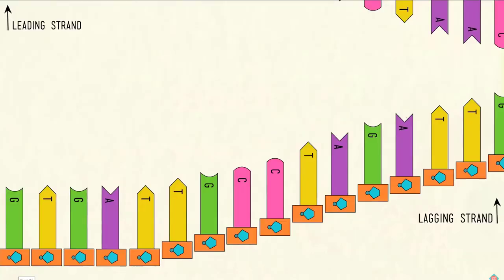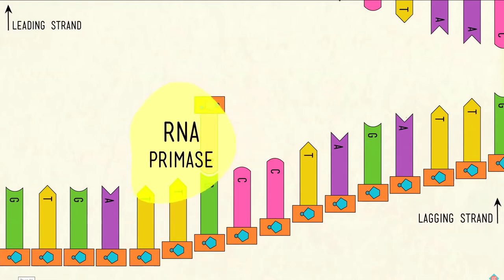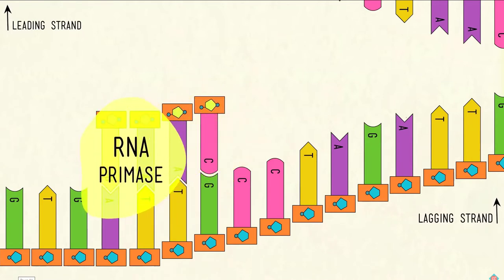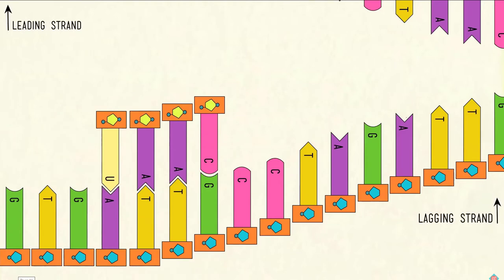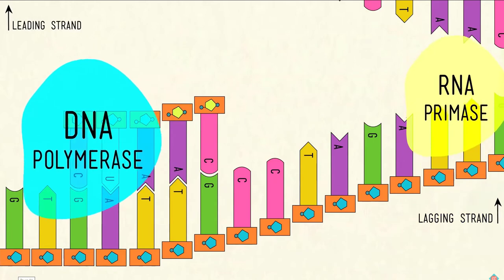laying down an occasional short little RNA primer that gives the DNA polymerase a starting point to then work backwards along the strand.